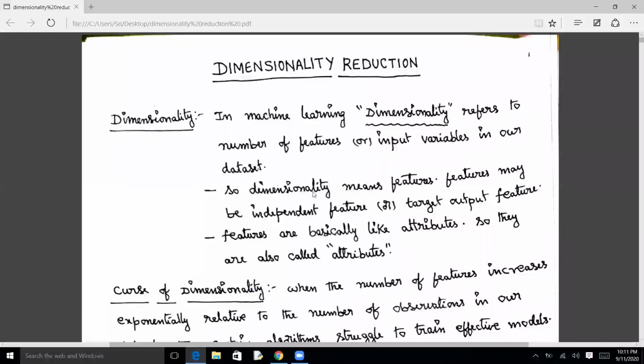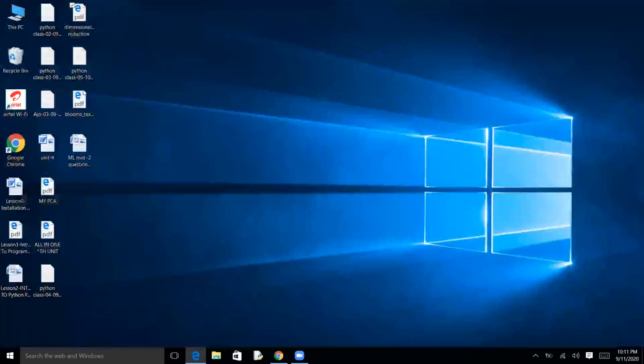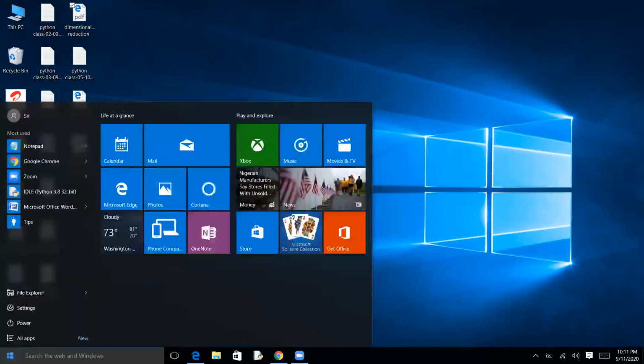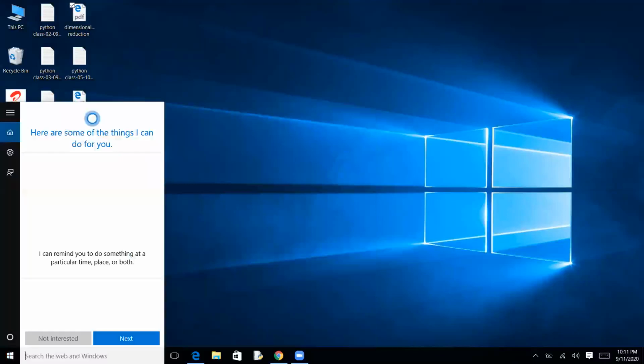Sorry. We are in the 6th unit. Another part is dimensionality reduction techniques. Now we are going to see what dimensionality is, what dimensionality reduction is, and what techniques are used for performing dimensionality reduction. Before discussing all those things, let us recall once again.